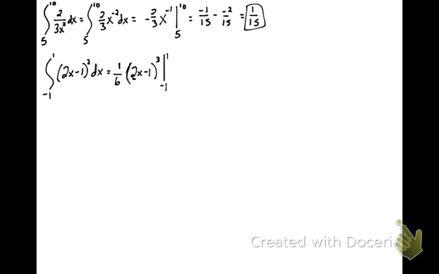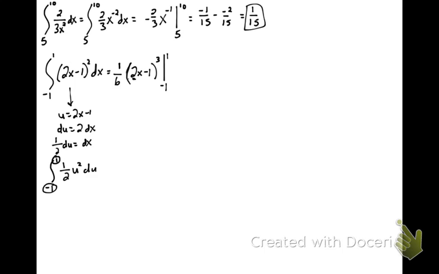If I had to use u substitution, I'll do it that way. I would say that u equals 2x minus 1. So du equals 2 dx. So 1/2 du equals dx. So by u substitution, my integral becomes the integral from negative 1 to 1 of 1/2 u squared du. Now there's some other things that need to happen if I'm going to do it this way.